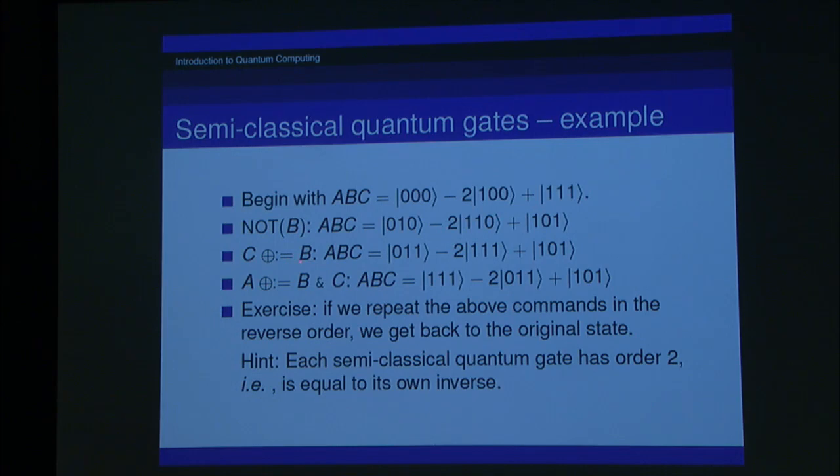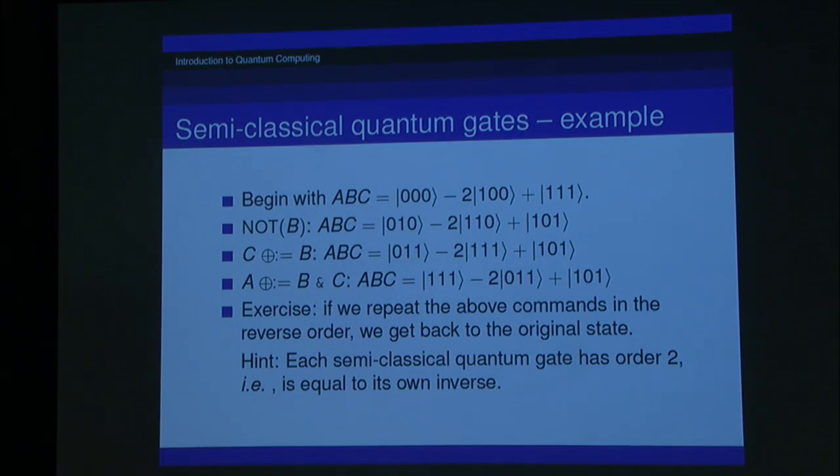Now let's do C plus gets B. So we're going to add the second bit onto the third, so it happens to each piece simultaneously. Finally, let's do A plus gets B and C. These two terms have B and C set to 1, so it toggles A for those two terms, and leaves the other one alone. So exercise: if we repeat the above commands in the reverse order, we'll get back to where we were. Everything's reversible.